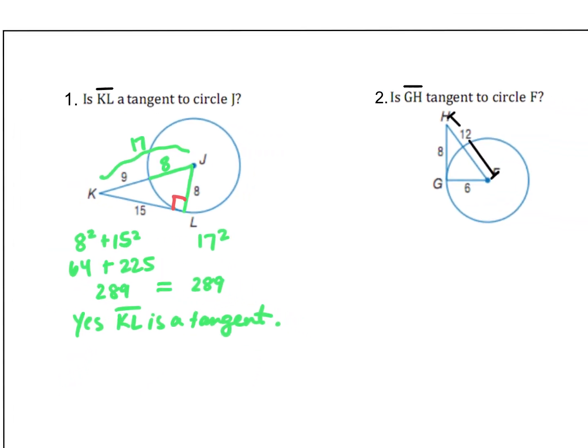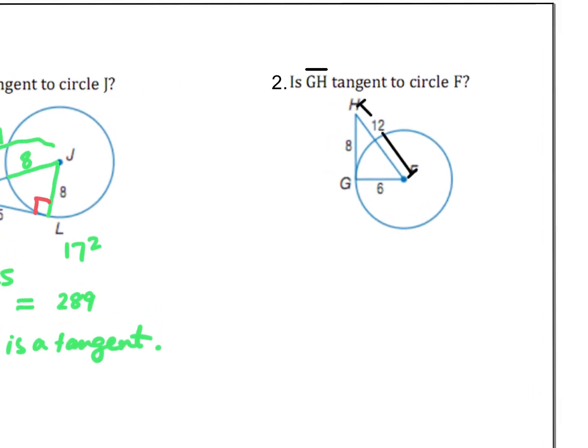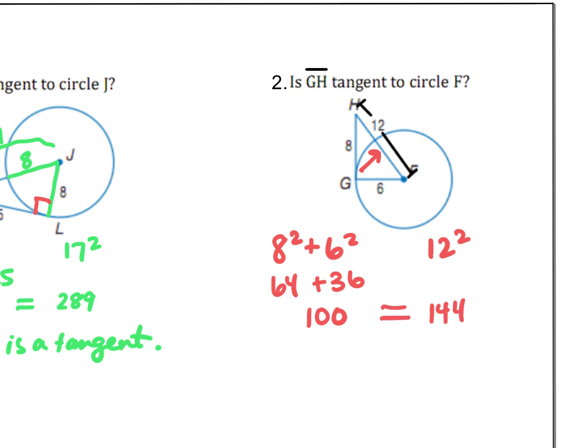Let's go on to number 2. Number 2, we want to figure out, is GH a tangent to the circle? So we're going to do the Pythagorean theorem, and we're going to try to figure out if this angle right in here is a right angle or not. So here we go. We're going to do 8 squared plus 6 squared, and we're going to see, does that equal 12 squared? 12 squared would be across from there, so that's going to be our c. 8 squared is 64, 6 squared is 36. If we add those together, we get 100. But 12 squared is 144. Uh-oh, not equal. So guess what? No, segment GH is not a tangent to the circle.